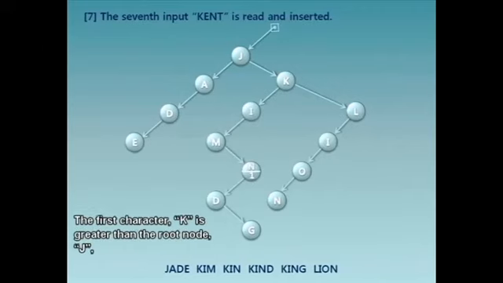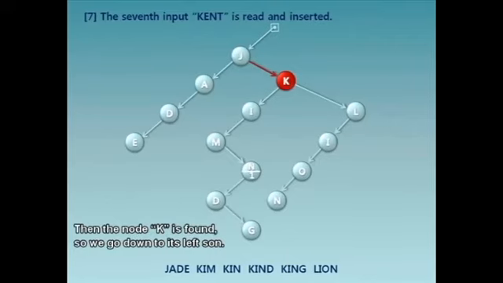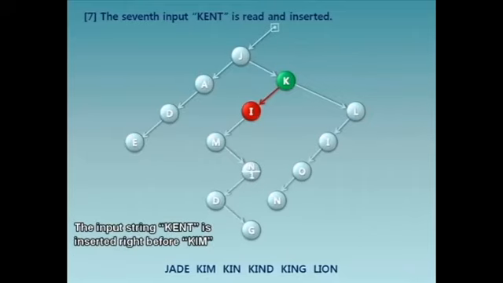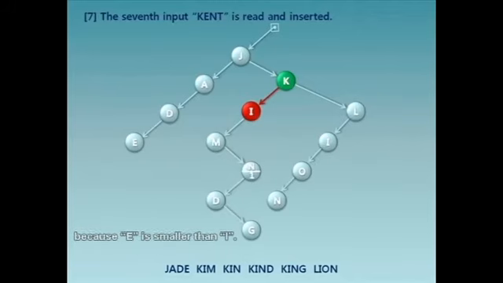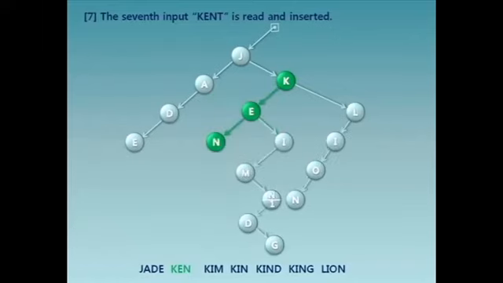The first input character k is greater than the root node j, so we go down through the j node's right son. Then the node k is found, so we go down to its left son. The characters e and i are compared instead of the whole strings. The input string cant is inserted right before kim because e is smaller than i. The right son of the e node will point to the i node to let the rest of the branch be connected to the tree.